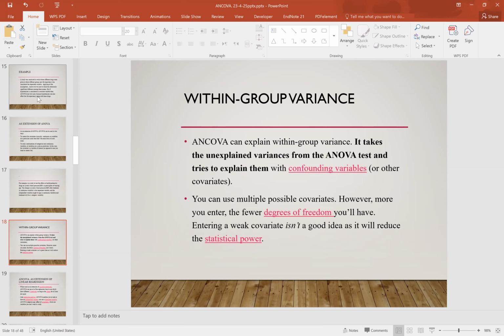Within group variance. ANCOVA can explain within-group variance. It takes the unexplained variance from the ANOVA test and tries to explain it with a confounding variable. You can use multiple possible covariates, however, the more you enter, the fewer degrees of freedom you will have. Entering a weak covariate isn't a good idea. It will reduce the statistical power.